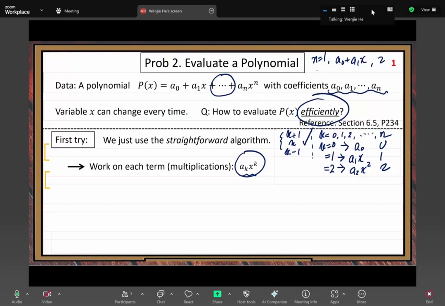When n equals 2, we have a0 plus a1x plus a2x squared. How many terms? 3. Is it enough to make a conclusion? What's the answer? n plus 1, right? So the answer to our first question is n plus 1.